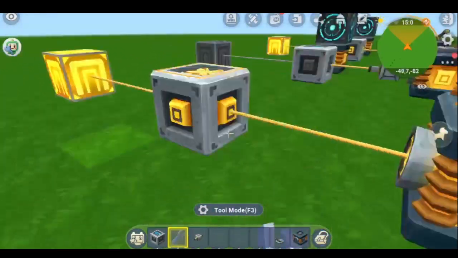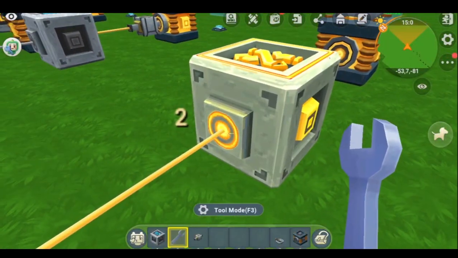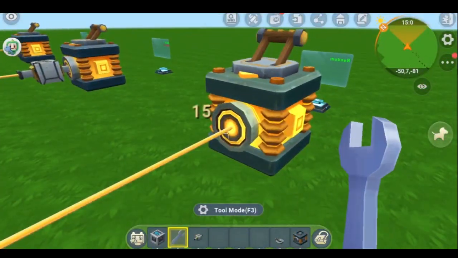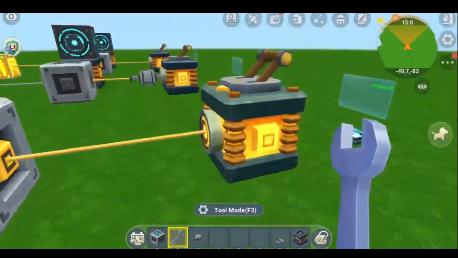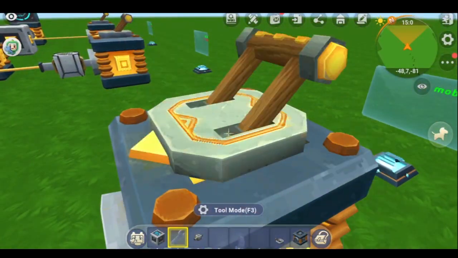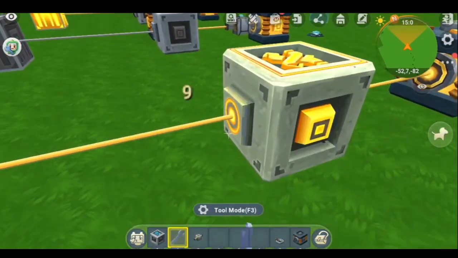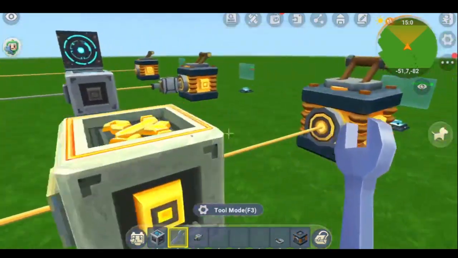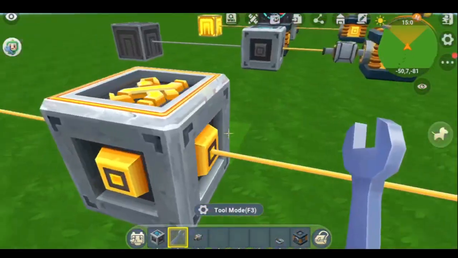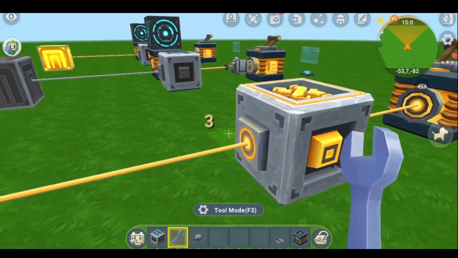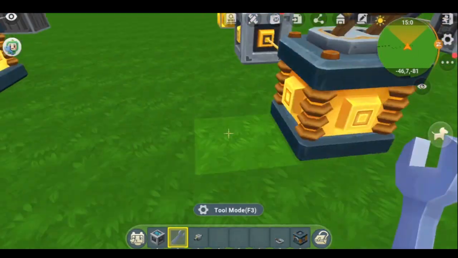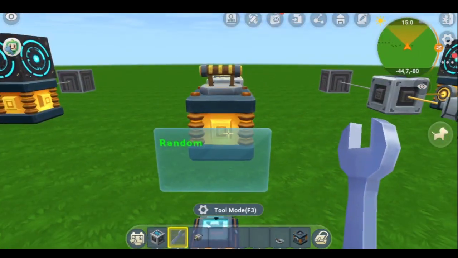If I turn this on and measure the energy coming from the end, it is 2, but from the input it is 15. If I do this again, the energy that comes from the end changes, and it's a 9. If I do it a third time, the amount of energy is different again. So that's how the random mode works for the comparator.